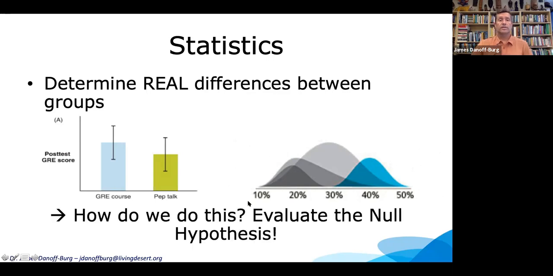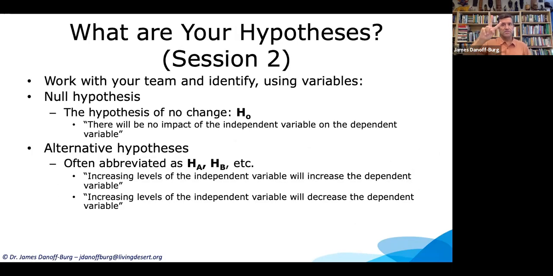Okay, so in this case, if we want to know whether these 2 groups on the left are different from each other, we have to evaluate our null hypothesis. And hopefully you'll remember that we had a discussion, this is from session 2, about hypotheses. And of course, the null hypothesis is the hypothesis of no change, the H sub 0.